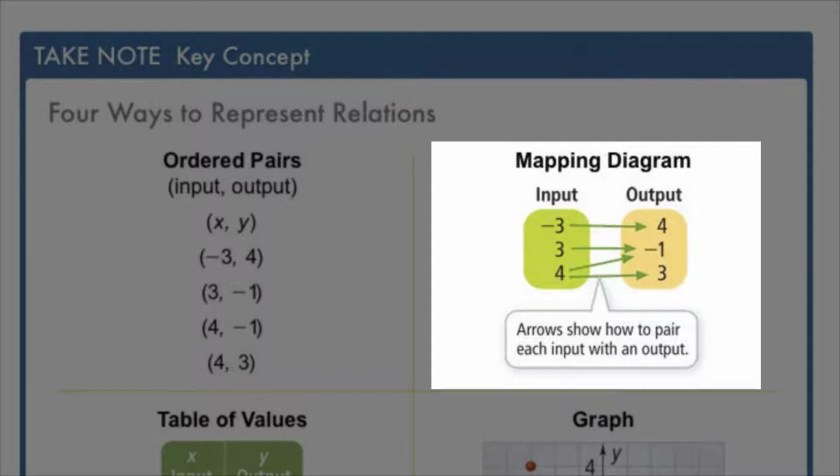To the right, a mapping diagram. We see input values on the left, -3, 3, and 4, and output values on the right, 4, -1, and 3, and then arrows to represent the relations or the pairings of these numbers. Note -3 is related to 4, 3 is related to -1, and 4 is related to both -1 and 3.